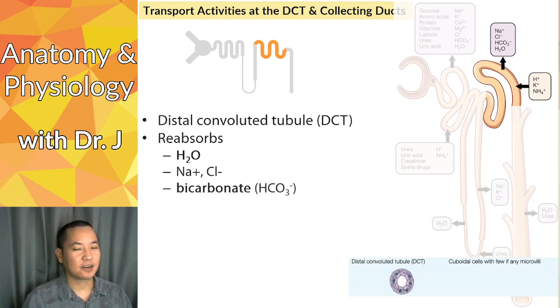So remember that bicarbonate buffer system. Bicarbonate is a weak base. If you're reabsorbing bicarbonate from the renal tubule and back into your bloodstream, you're adding base and alkaline to your blood. So this is going to make your blood pH more alkaline and increase the pH of your blood.